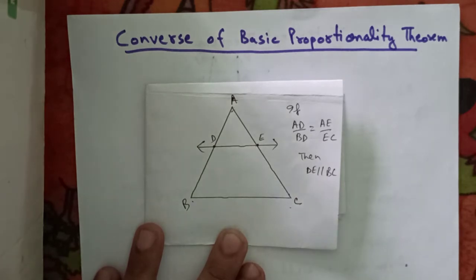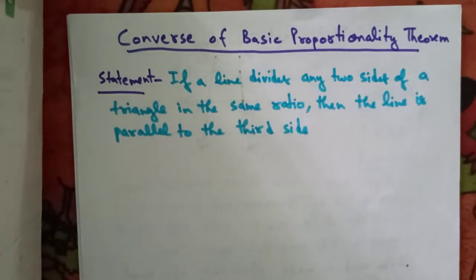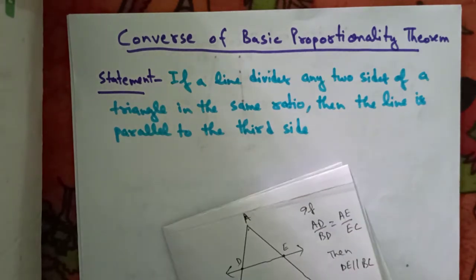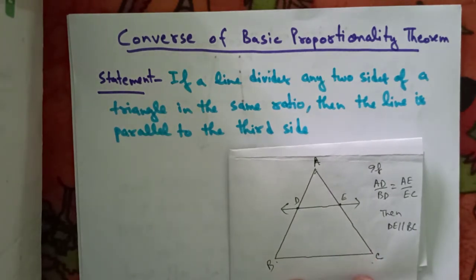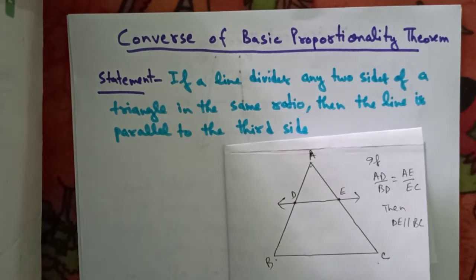Now let us come to the proof of this theorem. This is the statement of the converse of the basic proportionality theorem. That is, if a line divides any two sides of a triangle in the same ratio, that is, if a line DE divides two sides of the triangle, AB and AC, in the same ratio, AD upon BD equal to AE upon EC, then the line is parallel to the third side, that is, DE will be parallel to the third side BC. Now let us look at the proof of this theorem.